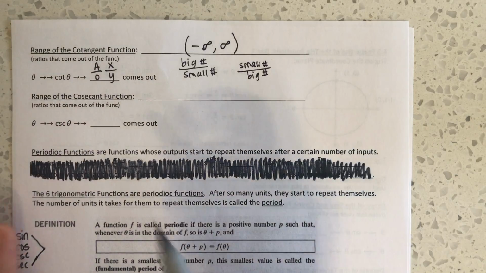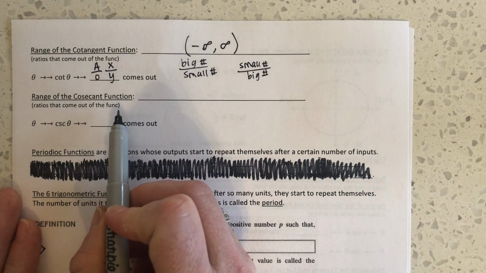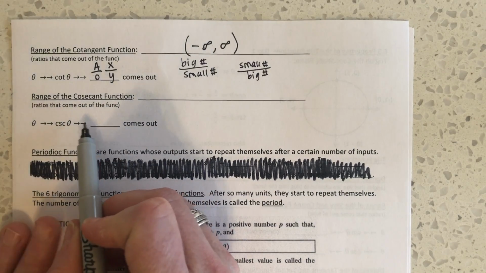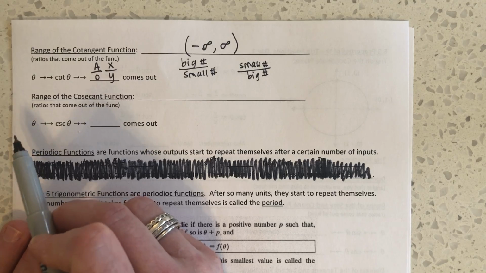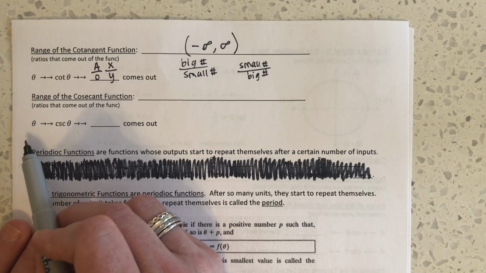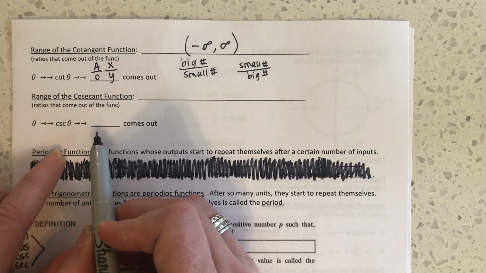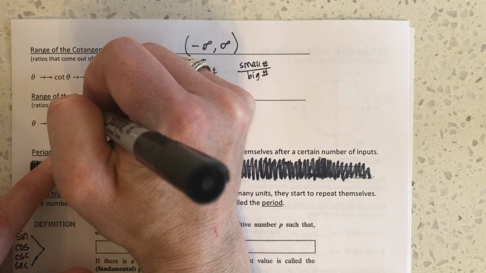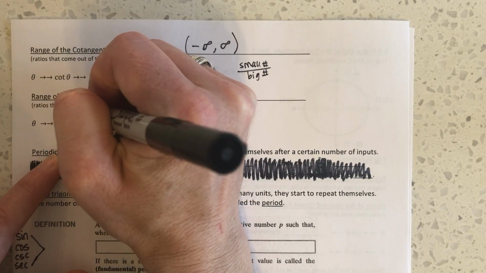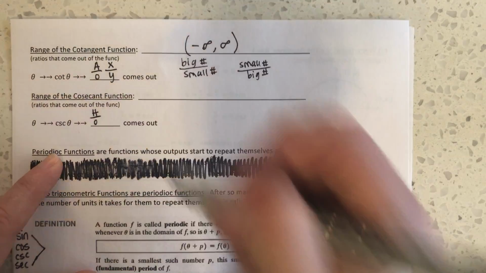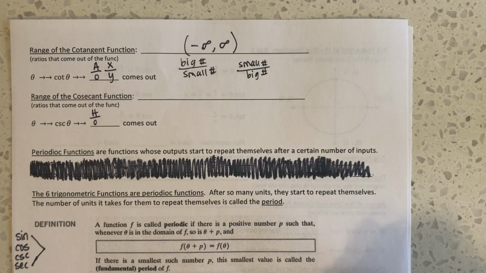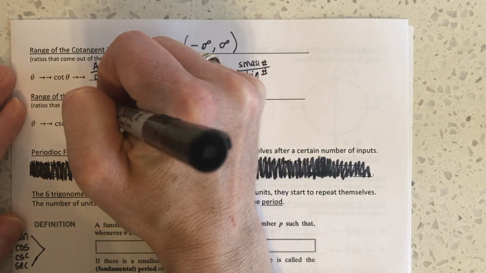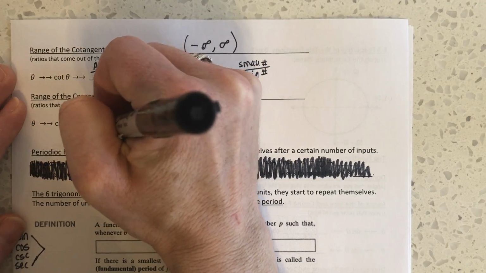Okay, well, what's the range of the cosecant function? Well, think about how the cosecant function works. As long as it's an angle in its domain, an angle goes in and a ratio comes out. It used to be the ratio of H over O, right? Because it's the reciprocal of sine. But then we got redefined, so now it's a radius over a y coordinate.